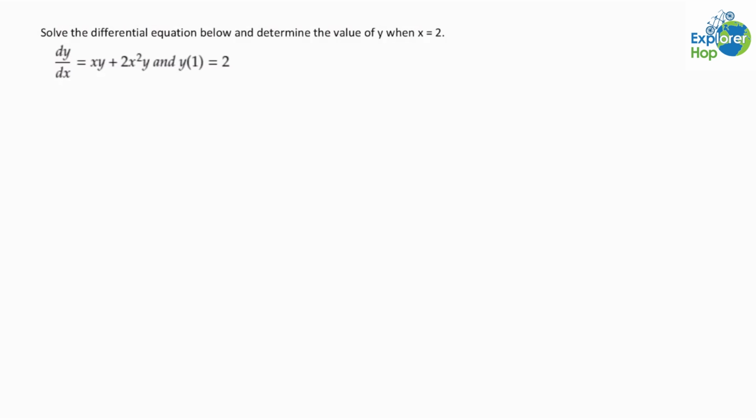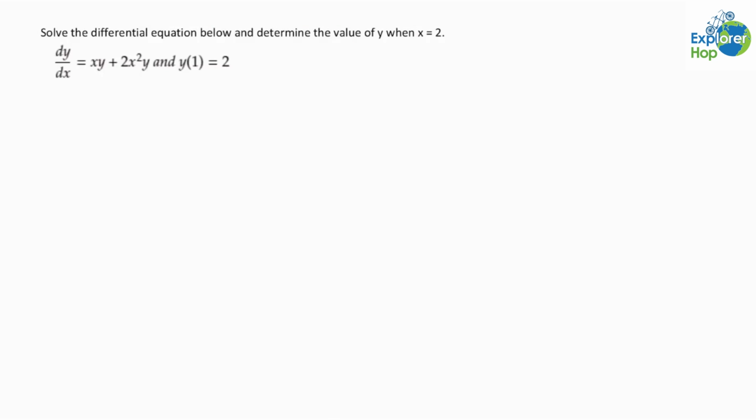For this example we're told to solve the differential equation below and determine the value of y when x is equal to 2. The differential equation we're given is dy over dx is equal to x times y plus 2x squared y, and we're told that y of 1 is equal to 2. First, we need to find a general solution to this differential equation.